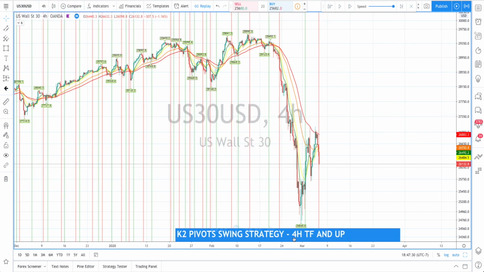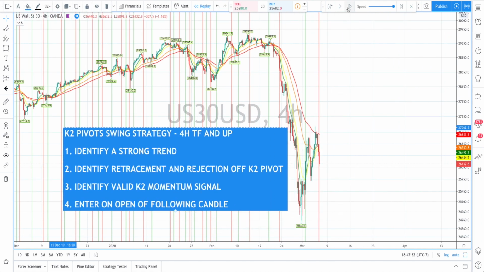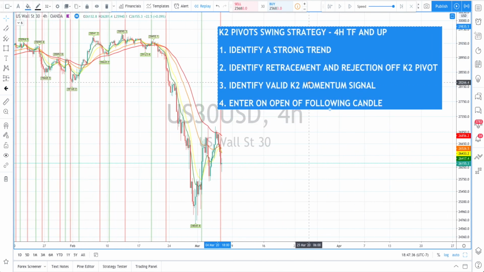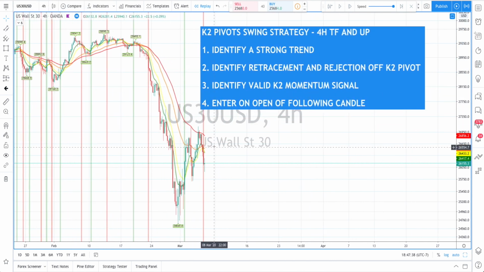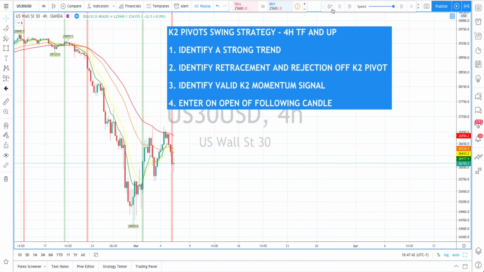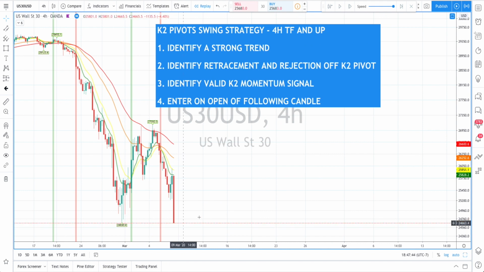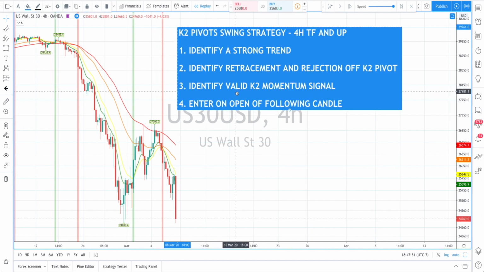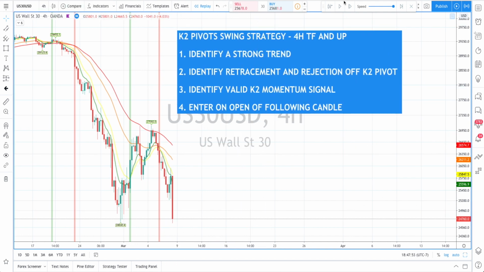All right, here we go. So let's keep moving forward. So we've already identified the strong trend, because you can see right here, or actually, this is a restart of the strategy. So let me move forward a little bit. Right here, you can see that the K2 pivots are pretty spread out, so this would be the strong trend downwards. So the first requirement is pretty much met already.